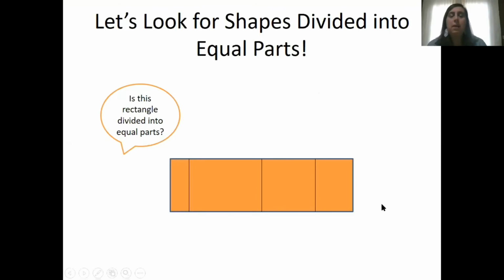Take a look at that rectangle. That rectangle is divided into 4 parts, but are they equal? Yes or no? No, they're definitely not equal. Look at this teeny little part compared to this big part. That could not be used for a fraction.